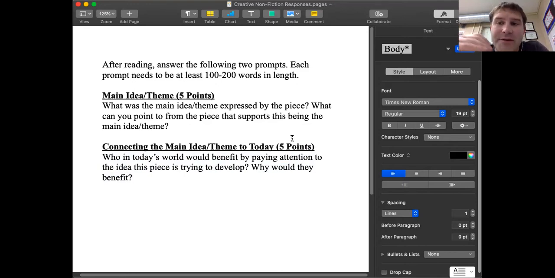After you get done reading the piece, which I'll show you the 3 pieces here in a moment, you need to identify what the main idea or theme is and have evidence that supports that.